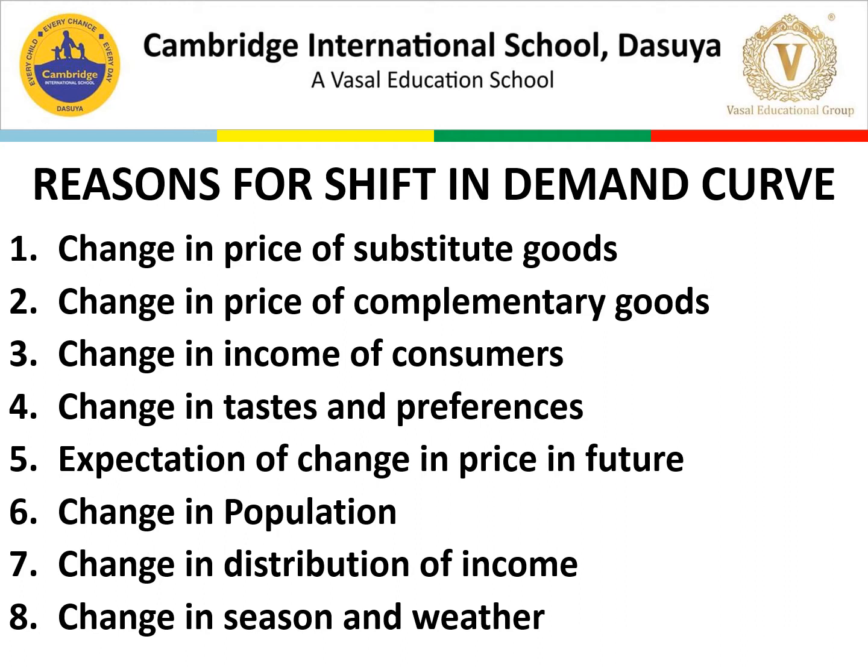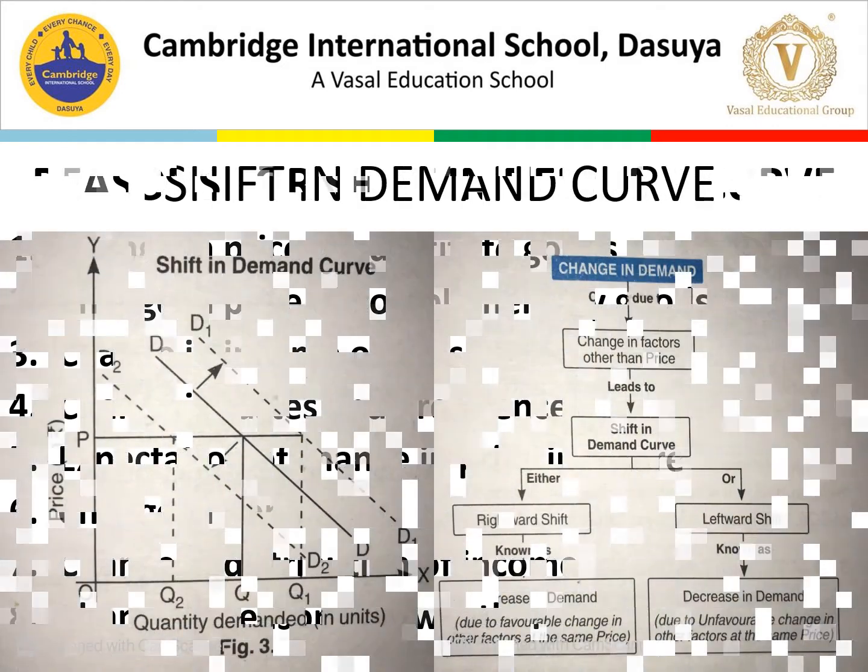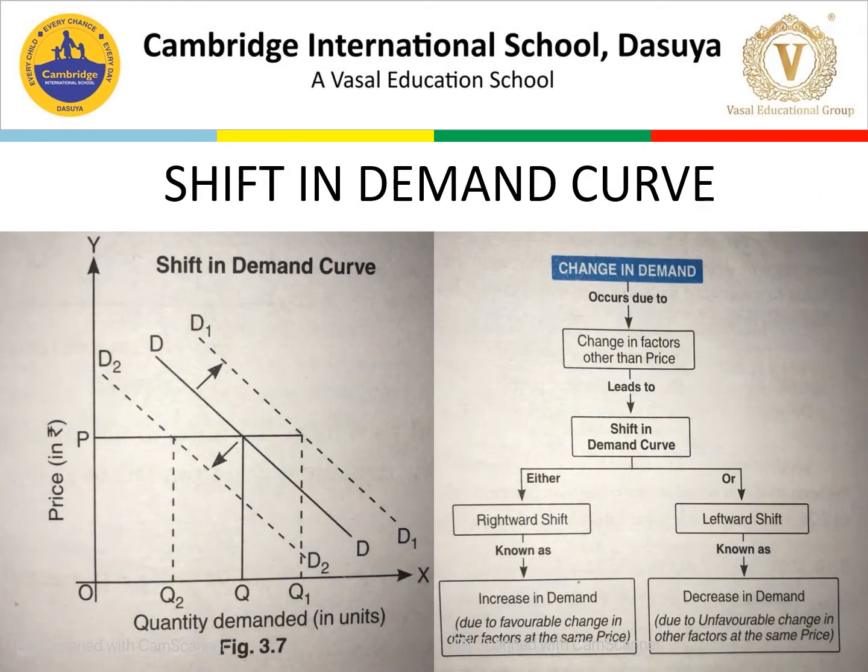So let's move to the next point. Next is shift in demand curve. If we talk about shift in demand curve, you can see there are two shifts. You can see the DD. First, the curve DD is the demand curve. The shift occurs because of the rightward shift.